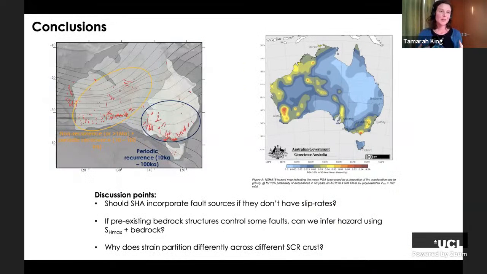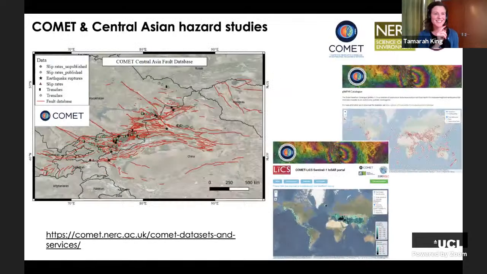And so the questions I want to leave you with are, should we be incorporating fault sources if they don't have slip rates, or at all, in these sorts of areas, these really low strain rate areas? If we know pre-existing bedrock structures can control the faults, maybe we could just map faults or seismic risk from geophysical data. And then we still have the unanswered question of how strain is partitioning across the crust and why it's doing it differently in different places. And that's all, but I do have one last slide.